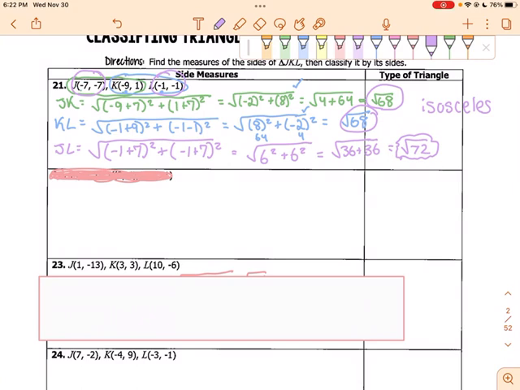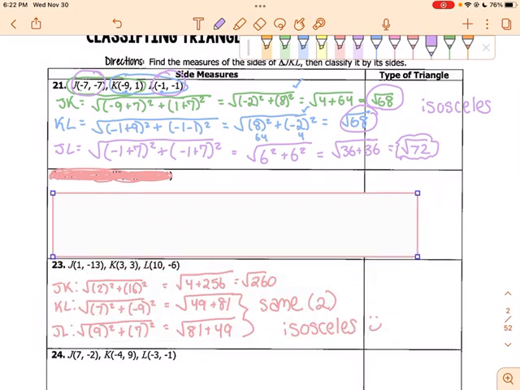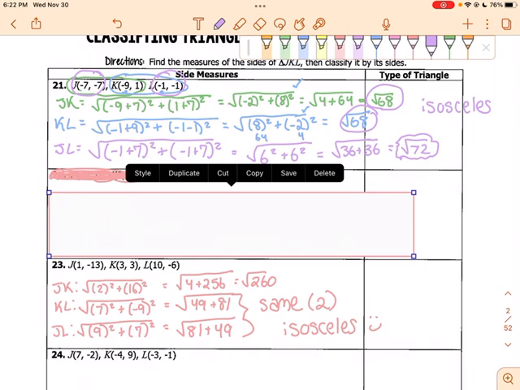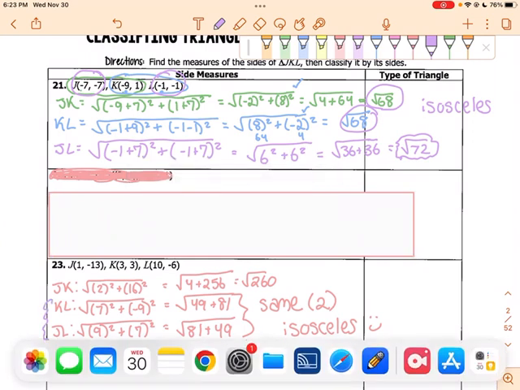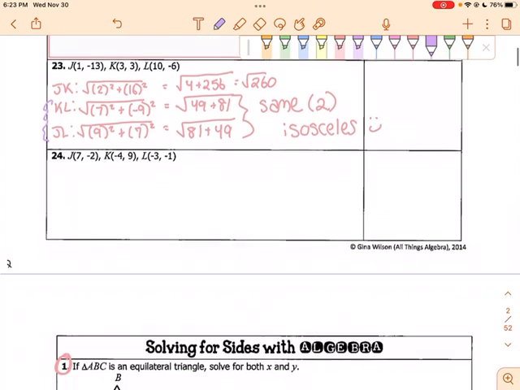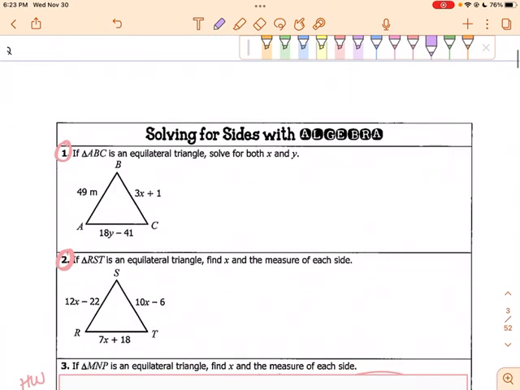So we're going to skip 22 just for the sake of time. I would like you to pause, try 23, and then check your answer. All right, so 23 should have also been isosceles because these two are the same.